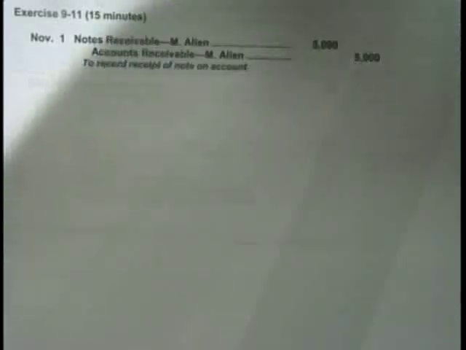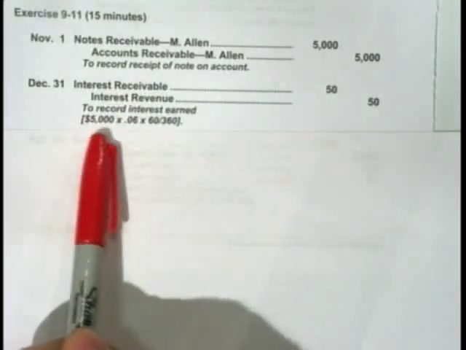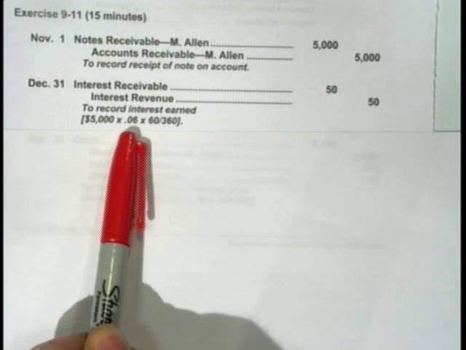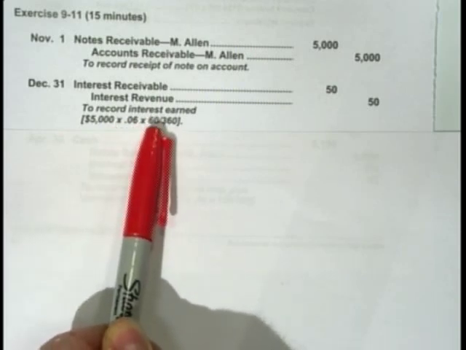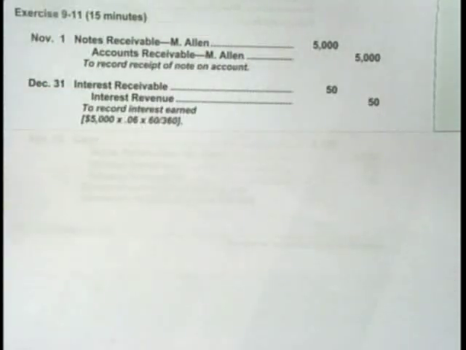Now on December 31st, we need to accrue some interest that we have earned on this, right? We've earned some interest. We're not going to get paid this day, but we need to accrue some interest, okay? So, how much interest have we earned as of year end? Well, we have earned $50. And the way we got that is we take the principal of $5,000 times the annual interest rate of 6% times 60 over 360. Because 60 days have passed between November 1st and December 31st.